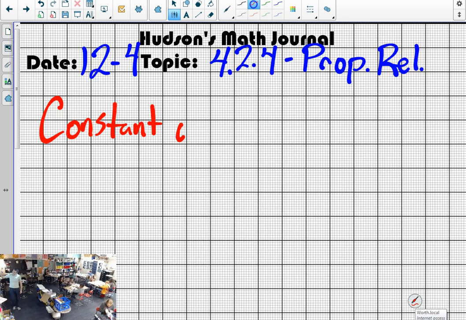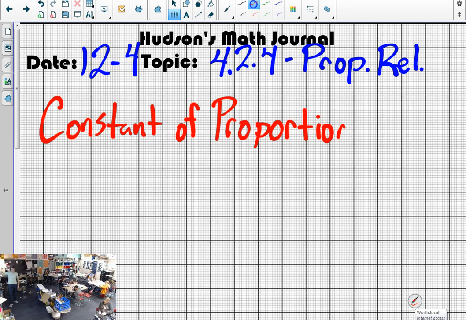Constant of proportionality. And this is the only time I'm going to ask you to write this entire thing out. Please don't abbreviate it. You want it in your notes so that you know what we're actually talking about. After this, we will probably refer to it, if we have to write it down, as the CP. Because that's a lot of writing to write constant of proportionality.